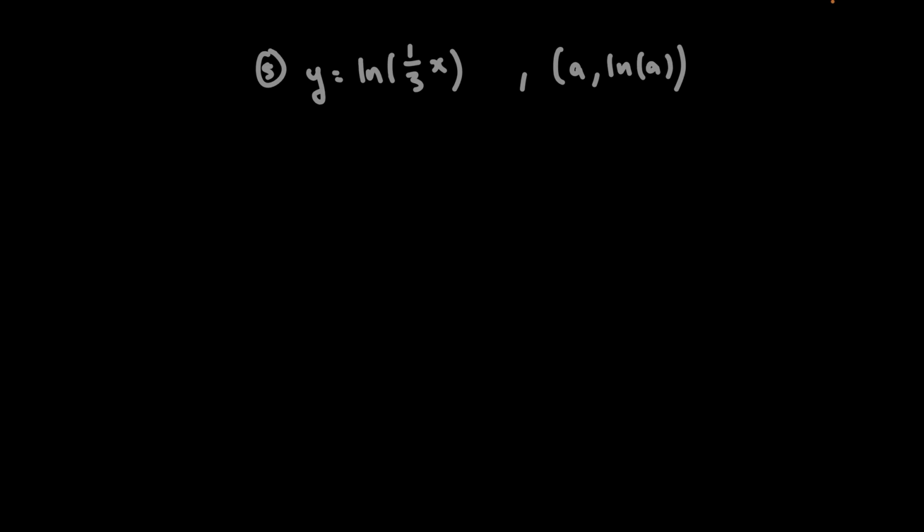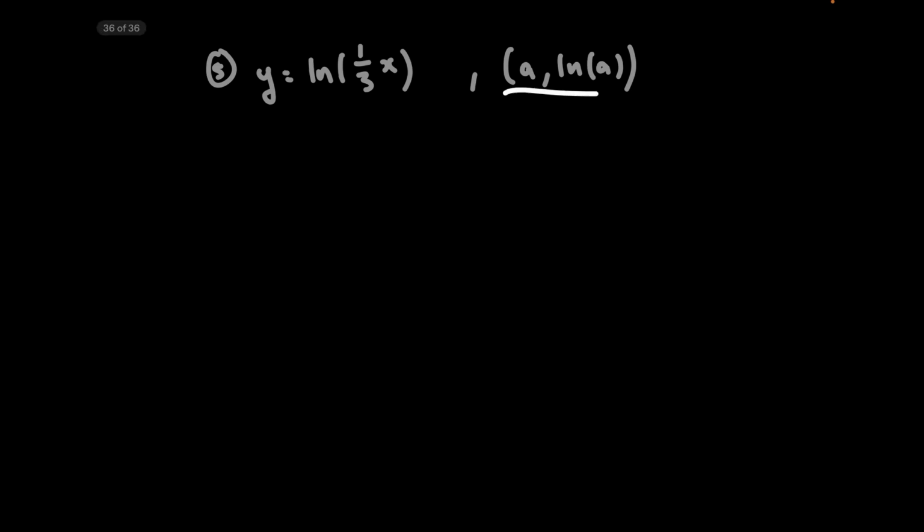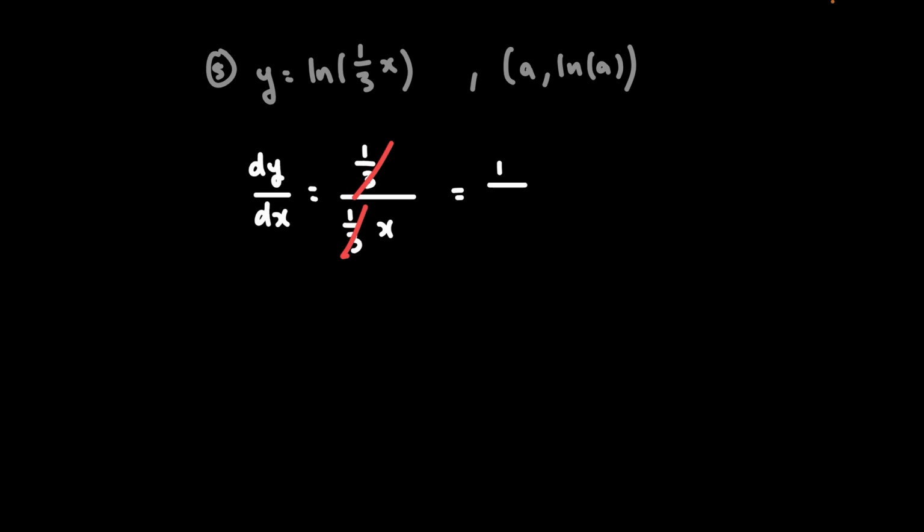Okay, let's try it. First thing we need to do, we don't need to work out the y value. They've already generously given it to us. Let's differentiate. The derivative of this is f dash x divided by f of x. So what is the derivative of the inside function? It's a third, and then we just keep the inside bracket, a third x. But as you can see, we can simply cancel out the 1/3 and the 1/3. So the derivative for anything ln kx is always 1 over x.